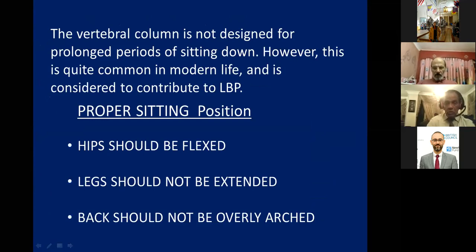The vertebral column is not designed for prolonged periods of sitting down. However, this is quite common in modern life and is considered to contribute to low back pain. For a proper sitting position, your hips should be flexed, your legs should not be extended, and the back should not be overly arched. This is the proper way of sitting if you are going to sit for a long time.